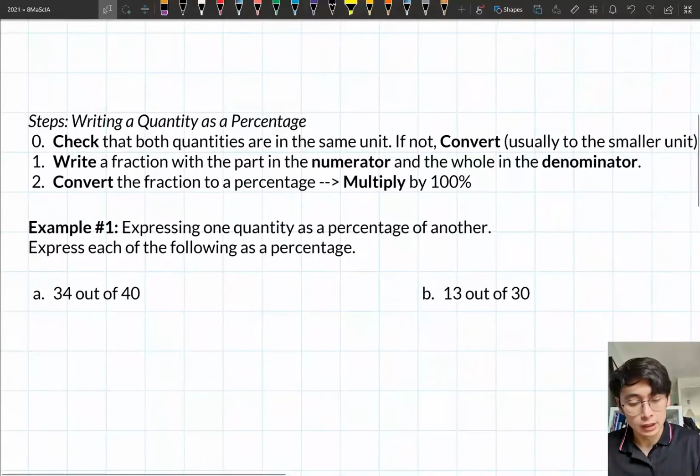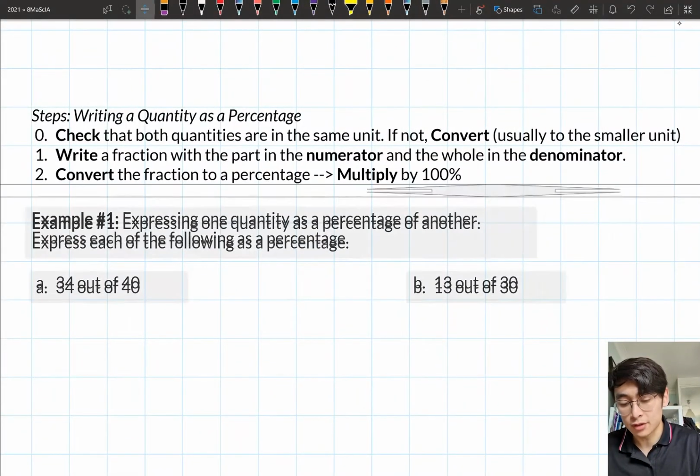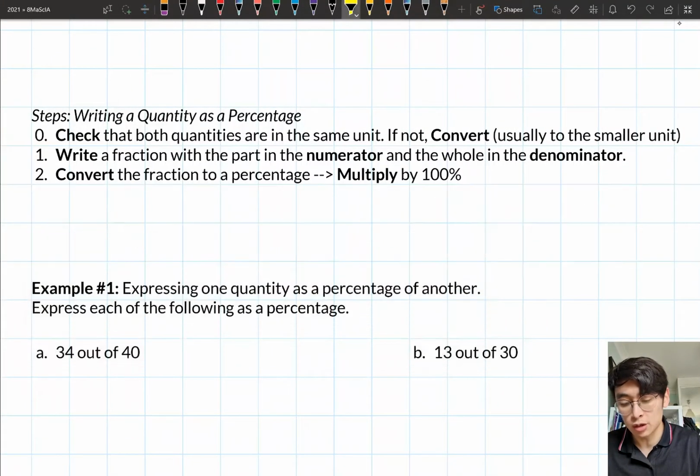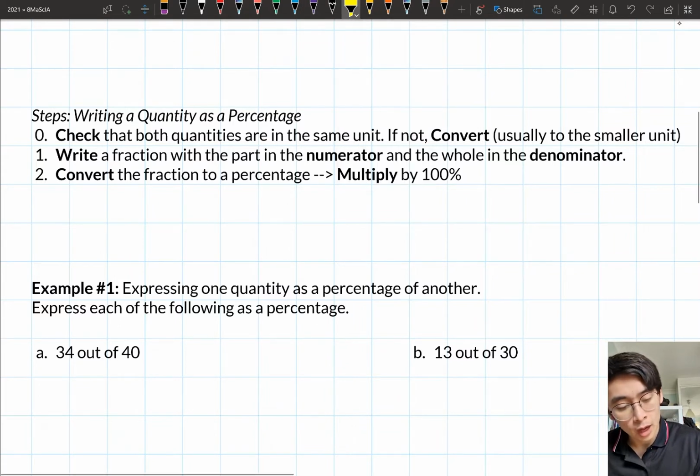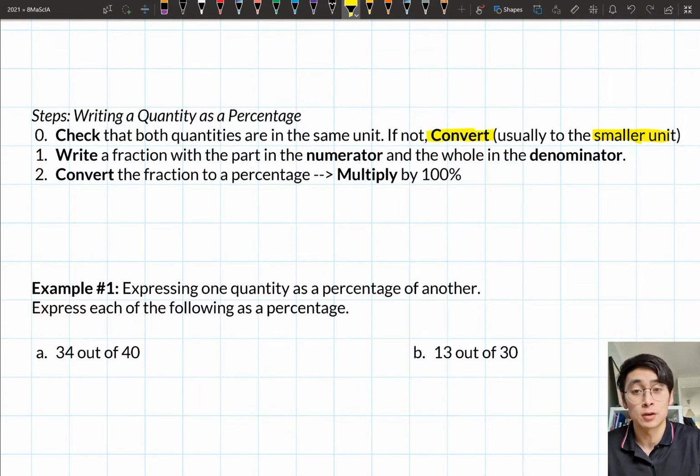Step 0. Here I have a step 0, which is a step that you need to do if needed, before you do the following steps. Step 0: check that both quantities are in the same unit. If not, convert. If the two units that you're comparing are not in the same unit, you want to convert them, usually to the smaller unit. So we convert our units first.